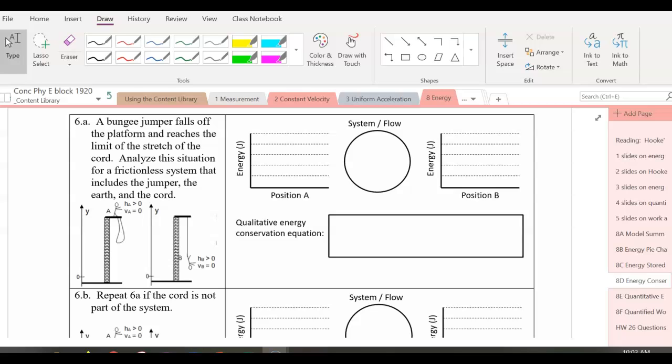This webcast continues Worksheet 8D and looks at problems 6 and 7. Okay, so in problem 6 we have a bungee jumper. And initially this person is at the top of a really tall platform. And so they're very high.